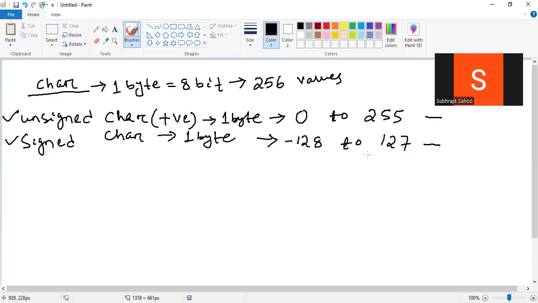127, why have I written? Because 0 is there in between. Minus 128, minus 127, minus 126, like this, 0, 1, 2, up to 127. So this is about the character data types and their storage. Okay, I will add this one to the note.